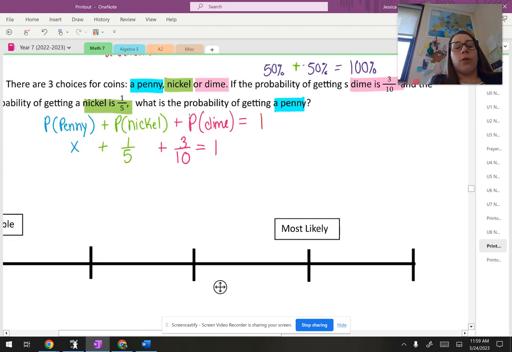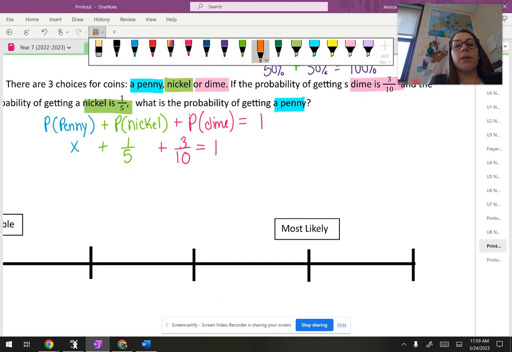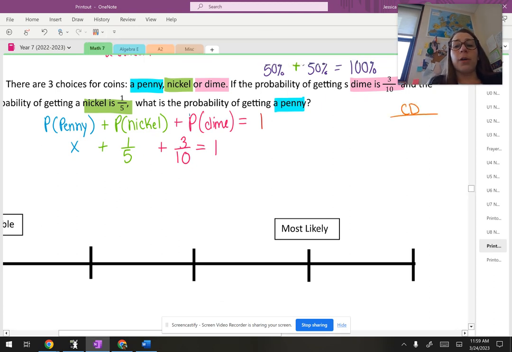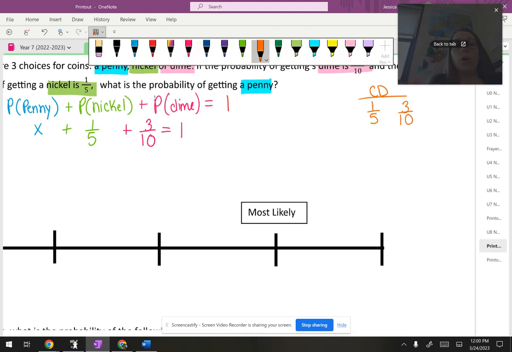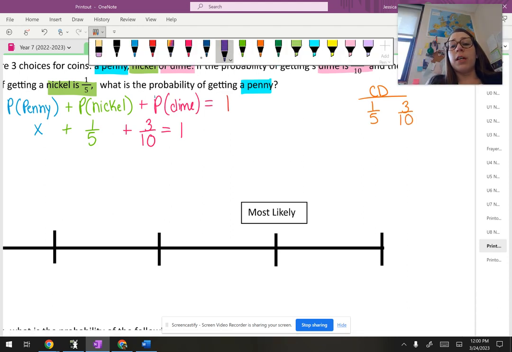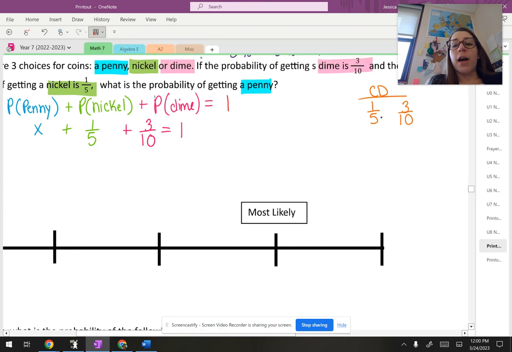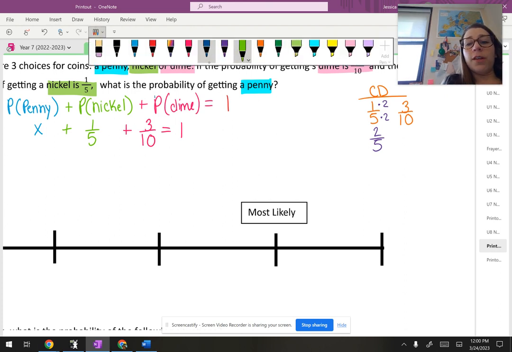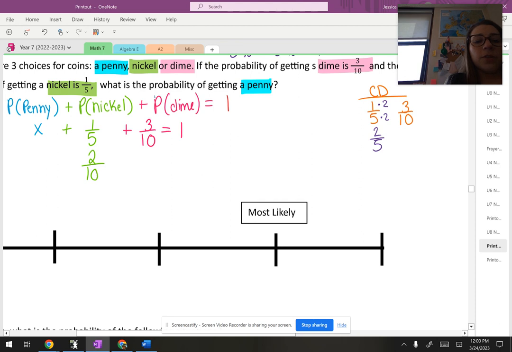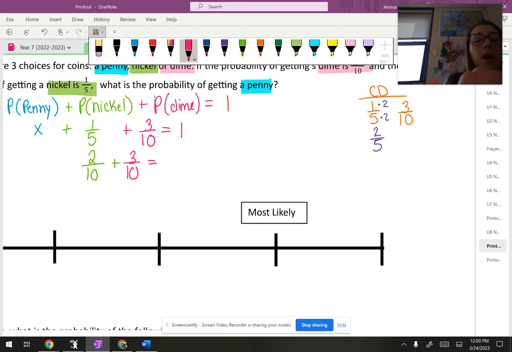Now, before we can add those fractions together, we need to go back to our Unit 2 and review about common denominators. We cannot possibly add fractions unless we have common denominators. So, how am I going to turn that 1/5 into a denominator of 10? 5 times what gets me to 10? And that would be 2. So I'm going to turn that 1/5 of a nickel into 2/10 instead. I'm going to keep my 3/10 the same.